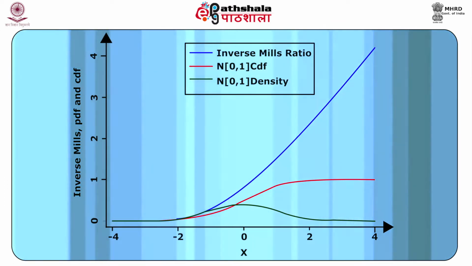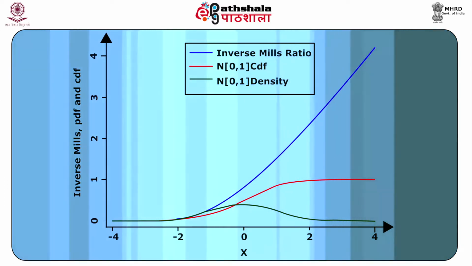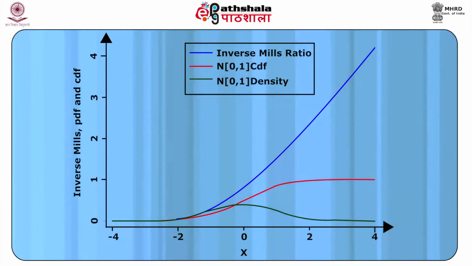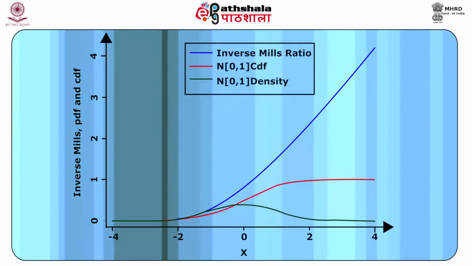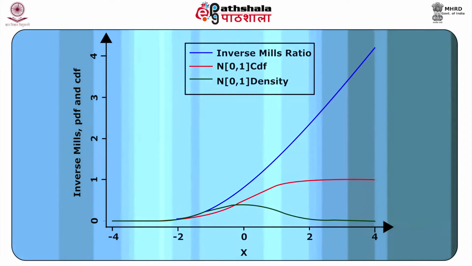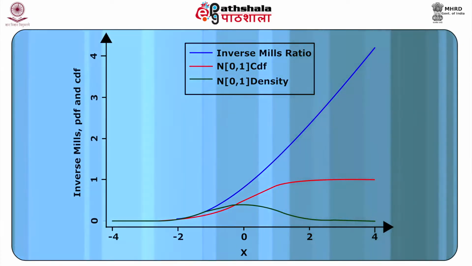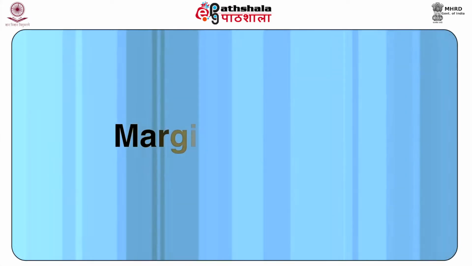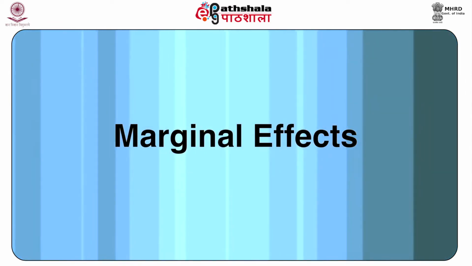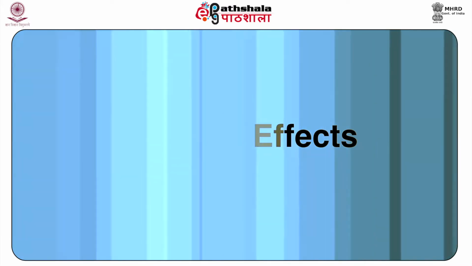Now one important observation from above is that the expected value in case of censoring is equal to the expected value of truncated multiplied by the probability of the truncated distribution. Having understood these nuances, let us now look at the marginal effects in this section.